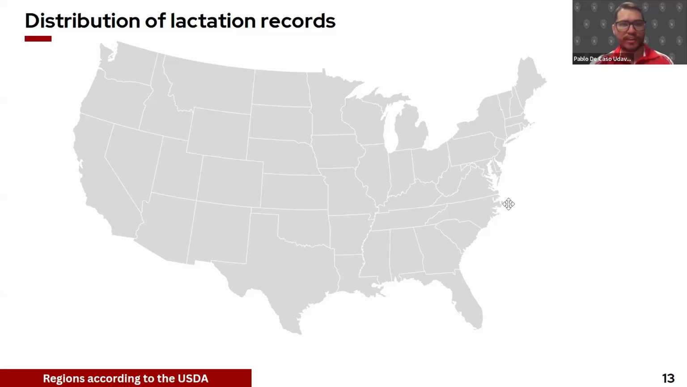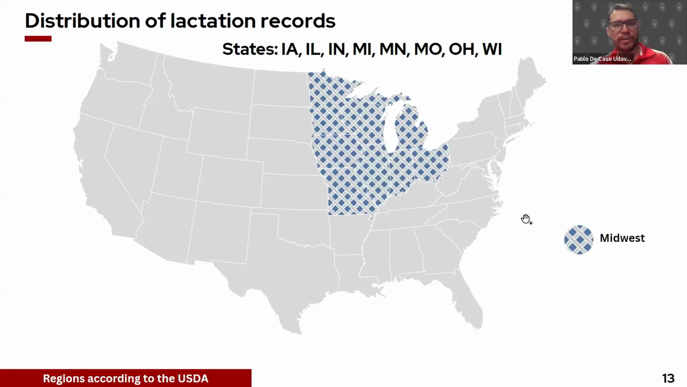Because if we start looking at where those herds are located within the US coming from our data, first of all, we're going to be looking into the four different regions that we have within the US. And luckily, we have the four regions represented within this specific objective. We're going to be looking first at the Midwest, with states like Iowa, Illinois, Indiana, Michigan, Minnesota, Missouri, Ohio, and Wisconsin.